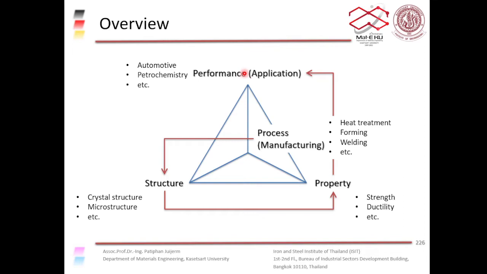So as an engineer, when you want to design something and you want to produce that component, mainly you concentrate on the application or the performance of that component, right? But to achieve that performance, you have to think about the process. You have to choose the correct process because that process will influence the structures and properties and ultimately the performance, right? So you have to not just think about the design, but also the manufacturing as well.